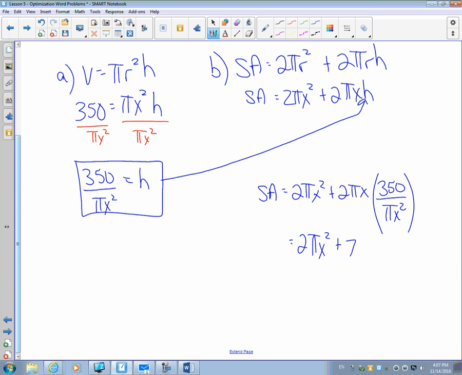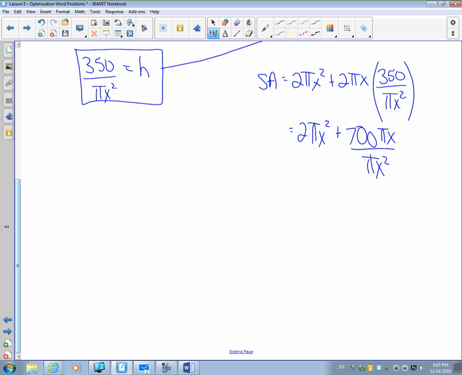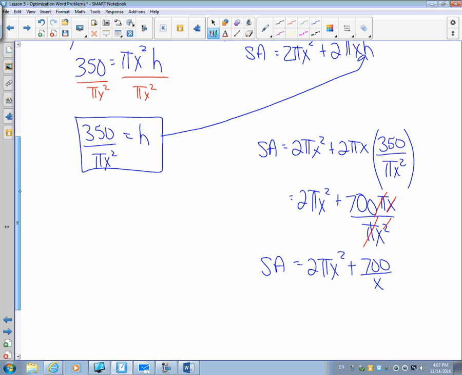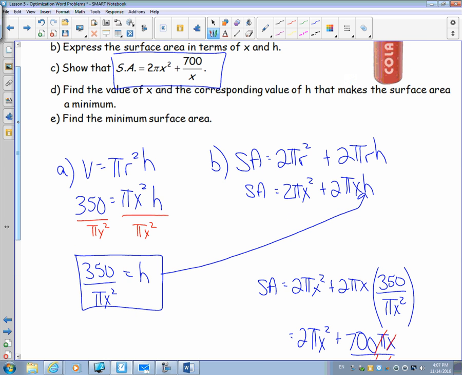On top we'll get 700 pi x over pi x squared. Well, we know one of our rules is when you have fractions, anything that shows up on the top and the bottom that's the same can be cancelled out. So we can cancel pi with a pi, one of the x's with one of the x's. And I'll end up with 700 over x. There's an expression for surface area, just the way they wanted.